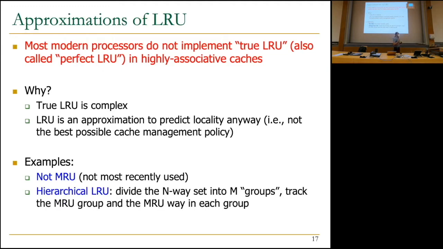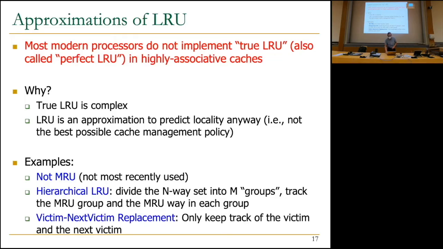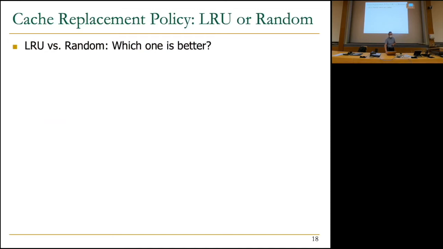There are policies that have hierarchical LRU that divide the n-way set into different groups and then track the MRU group and not-MRU way in each group. So basically, you're trying to approximate LRU without keeping track of a perfect ordering across blocks. And there's something called victim next victim that just looks at victim and next victim, which I'm not going to go into. And victim happens to be the least recently used as much as possible, but not necessarily.